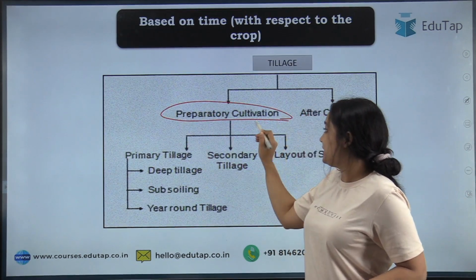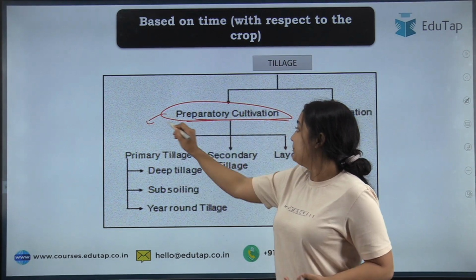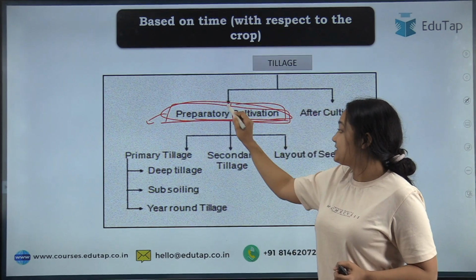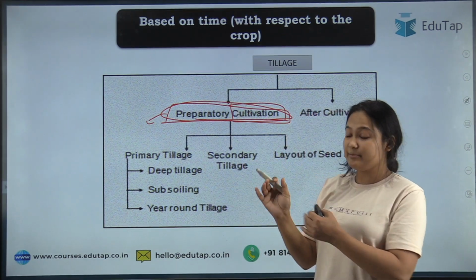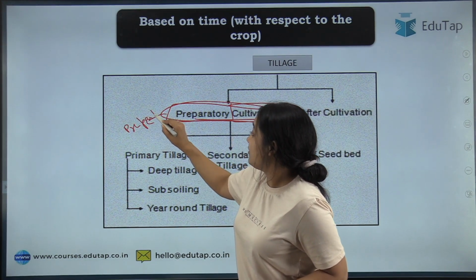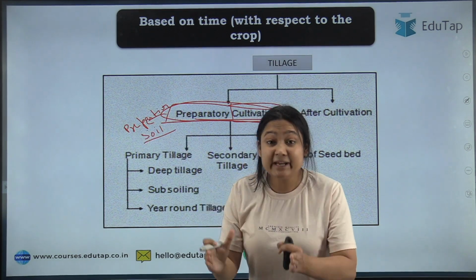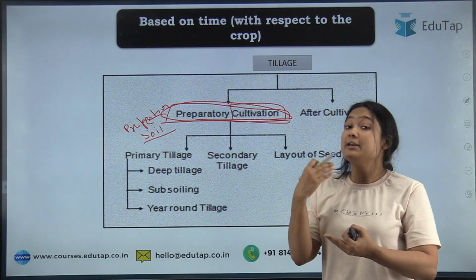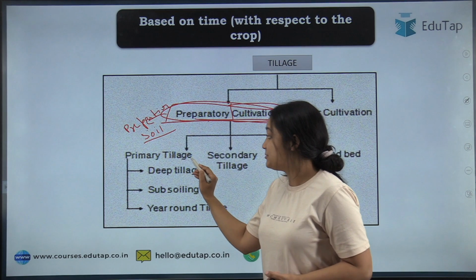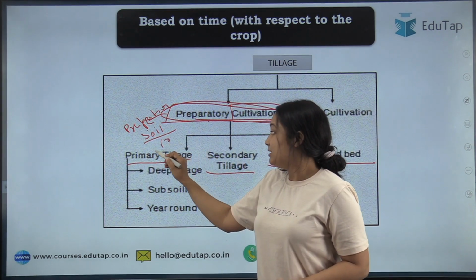Talking about preparatory cultivation, as I have told you, you can guess by the name. In preparatory cultivation, we apply the tillage system in our field at the time of preparation of soil. We are preparing our field for the seed and all the inputs we are going to give to the field. Based on that there are three kinds of tillage: primary tillage, secondary tillage, and layout of the seed bed.